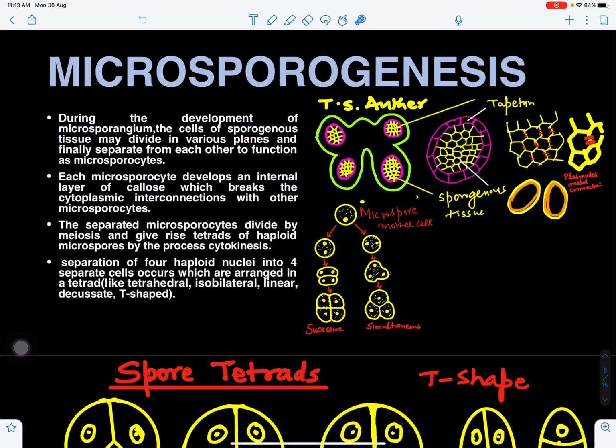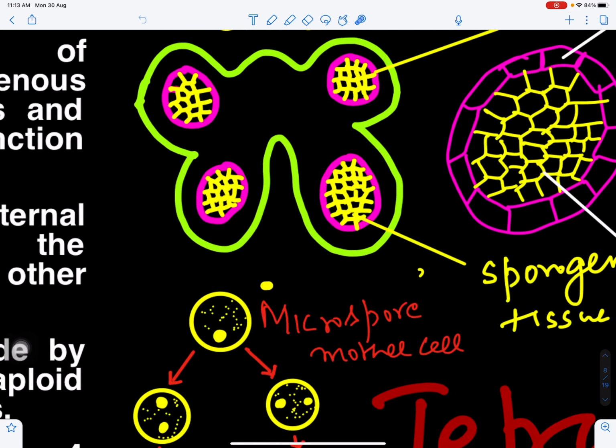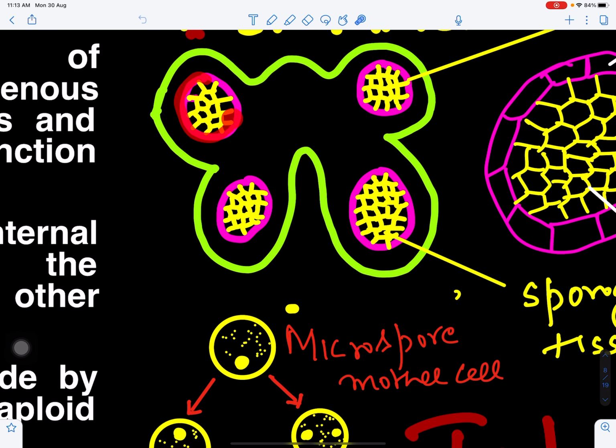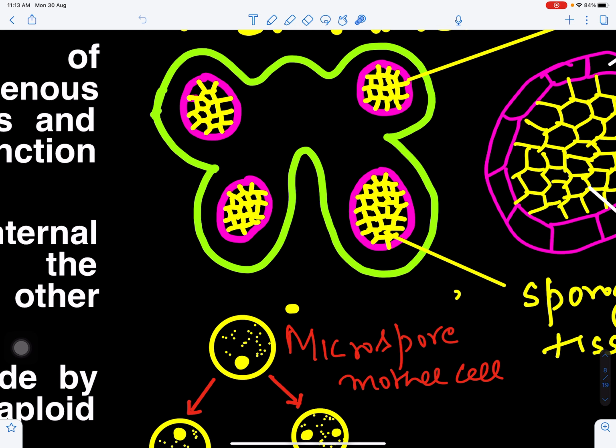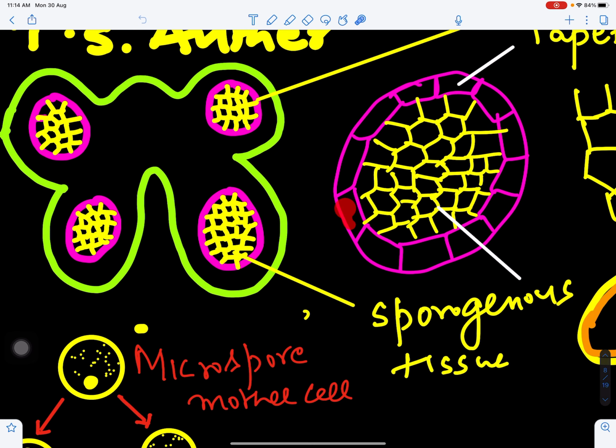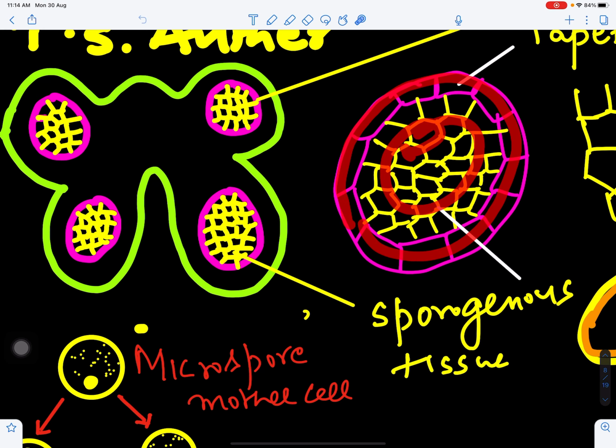Now, if we see the anatomy of a tetrasporangiate anther, this will have four groups of sporogenous tissue. This is one group, this is the second group, this is the third, and this is the fourth. If it is bisporangiate, then this will have only two groups of sporogenous tissue. Now each sporogenous tissue is bounded by a layer. This is called the tapetum, and this is the sporogenous tissue.